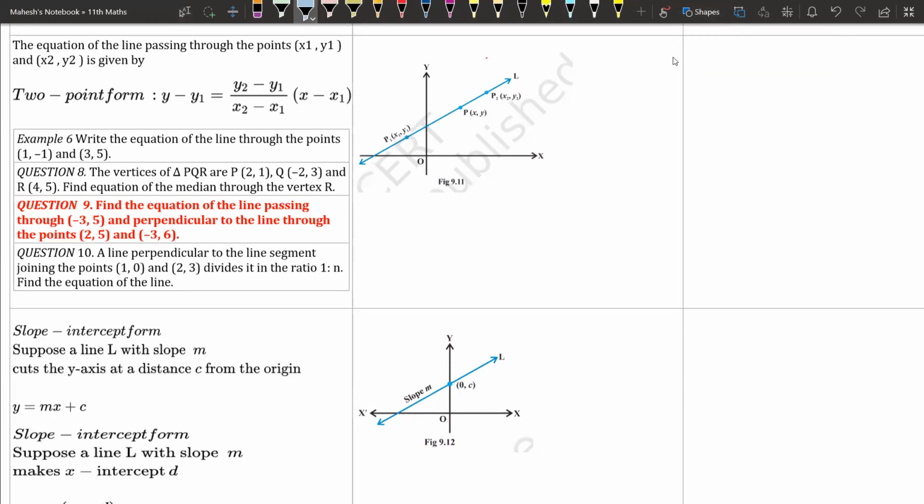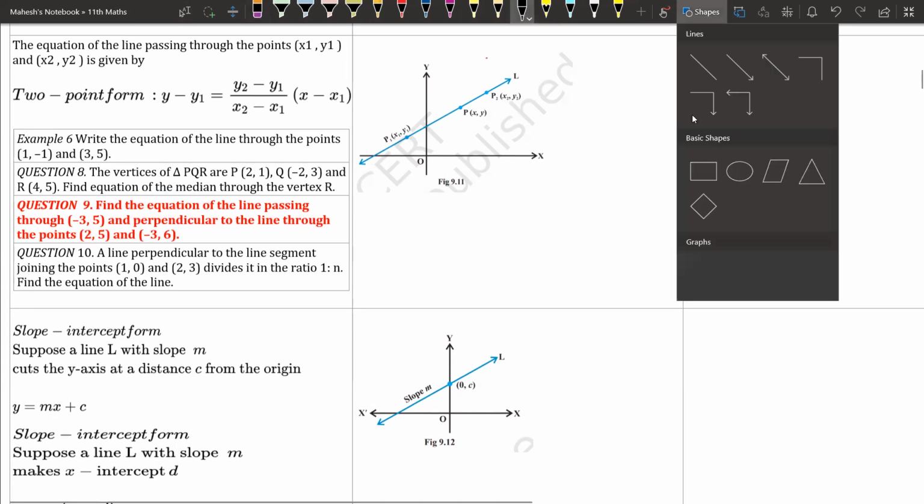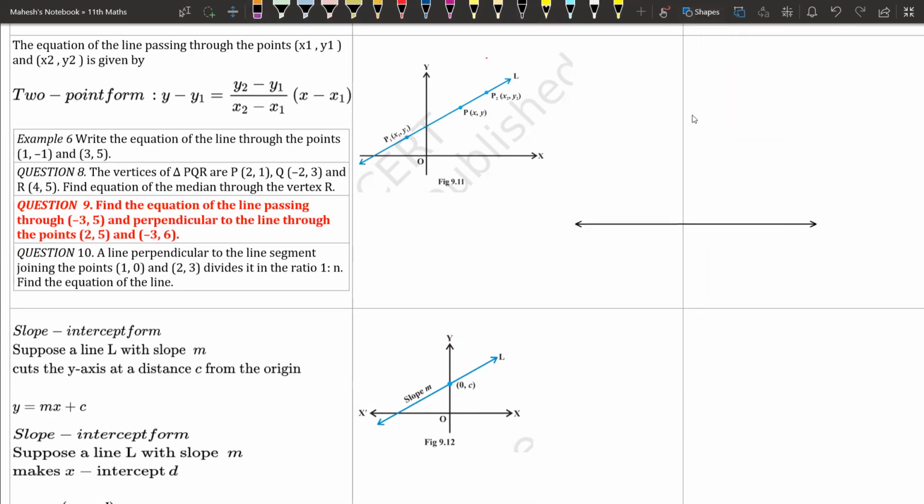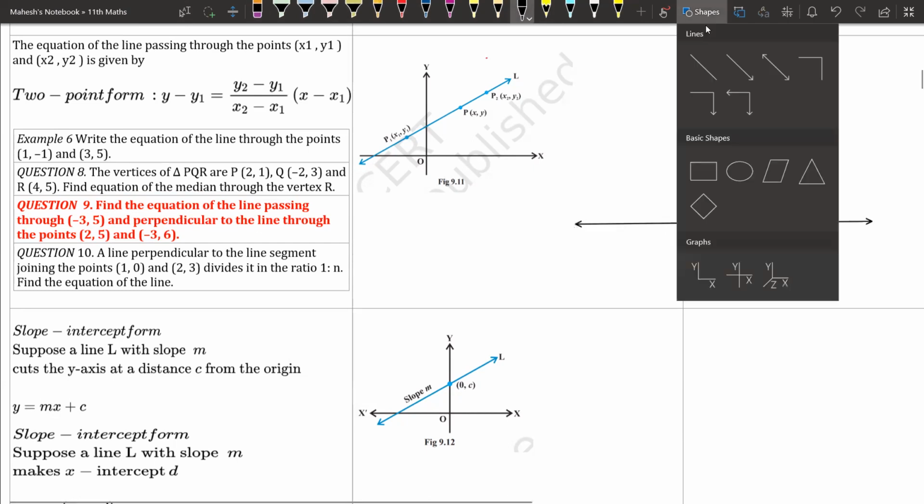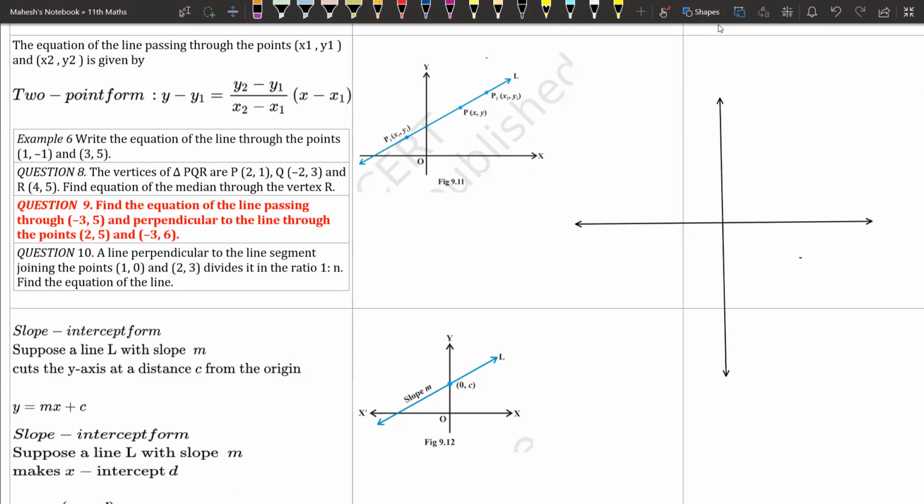One more question based on the same formula, that is question number 9 of the textbook. It says find the equation of a line passing through this point and is perpendicular to another line passing through this. So let's make two perpendicular lines. Let's say I am making one line like this and the other one, let's say this one.